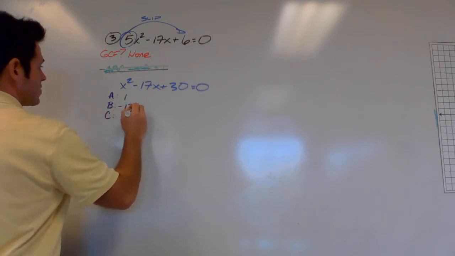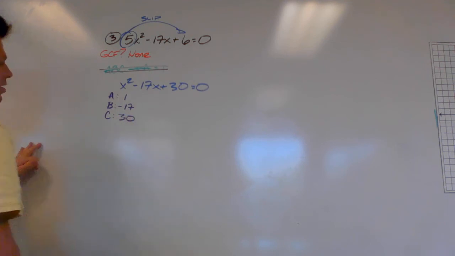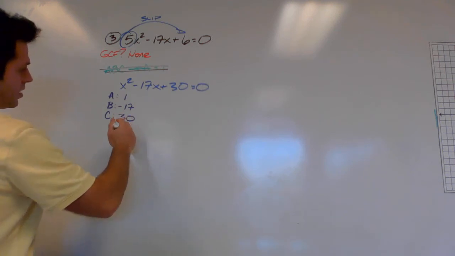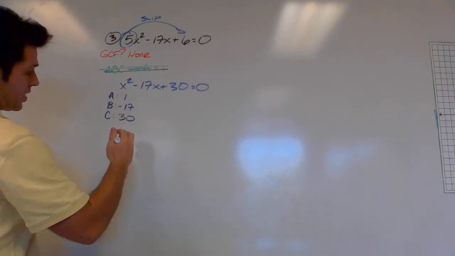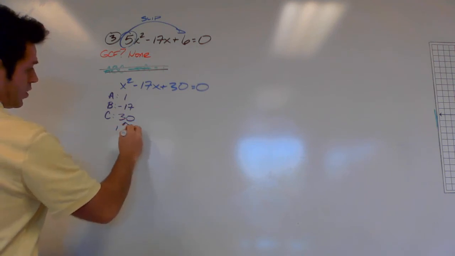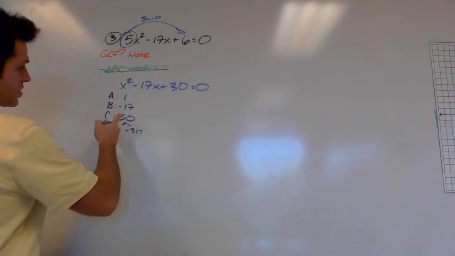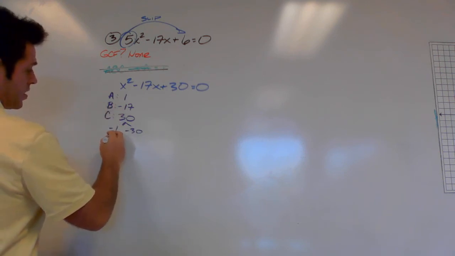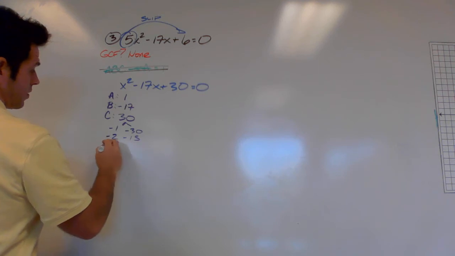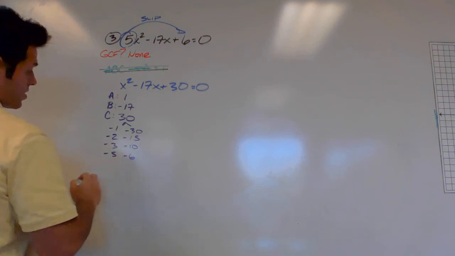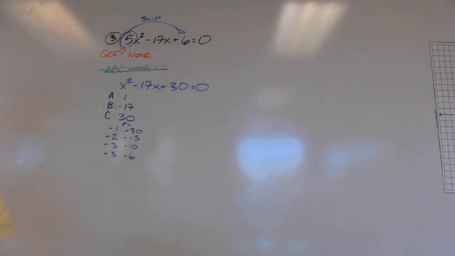1, negative 17, and 30. The b value is a negative number here, so when I'm thinking about 30, I need either 2 positives or 2 negatives. So something like 1 and 30 wouldn't work, but negative 1 and negative 30 would eventually add up to be a negative number. Could have negative 2 and negative 15, negative 3 and negative 10, negative 5 and negative 6. I believe that might be it when it comes to the negatives. And I add them up and see what works.